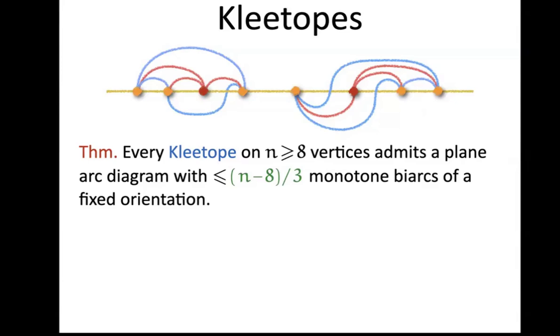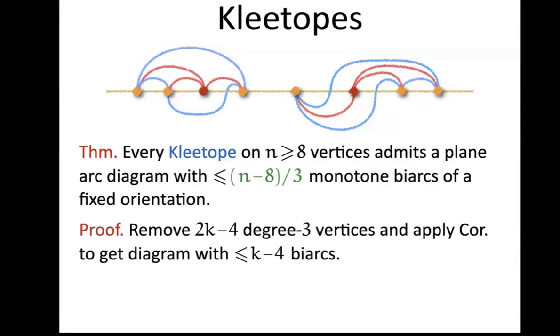Every Kleetope can be realized as a plane arc diagram with at most (n-8)/3, which is exactly the lower bound, monotone biarcs of a fixed orientation, say down up. And the proof is just, okay, so this Kleetope is constructed by starting from this orange vertex triangulation of k vertices, let's say. Then we added 2k minus 4 vertices, one into each of these faces. These have degree 3 in the final triangulation.